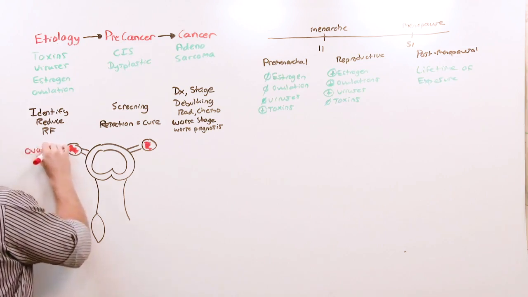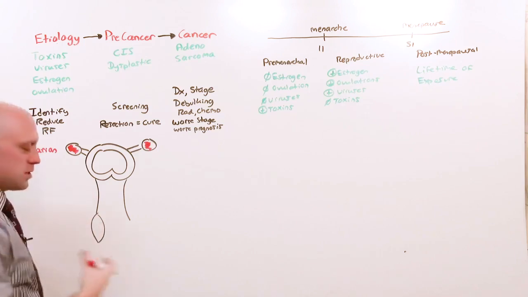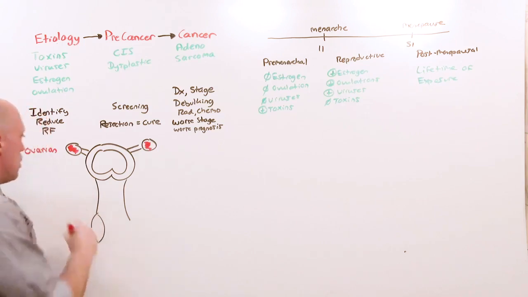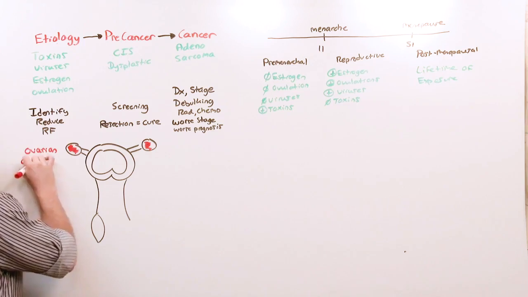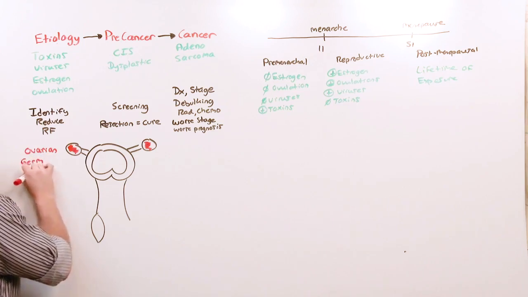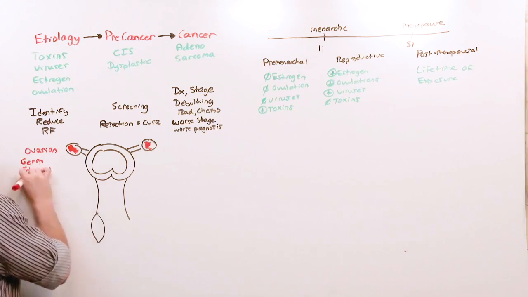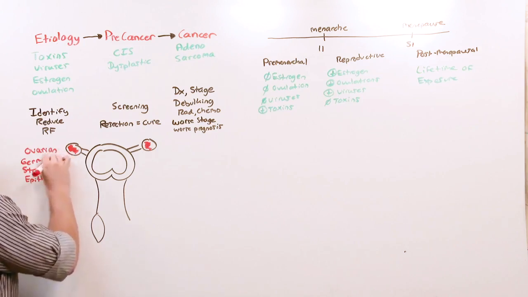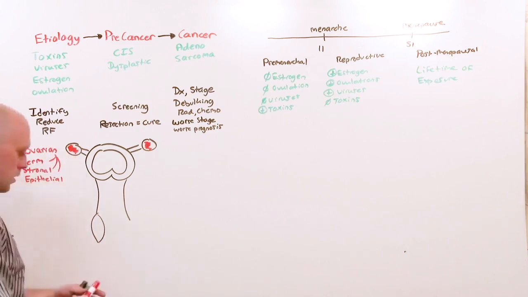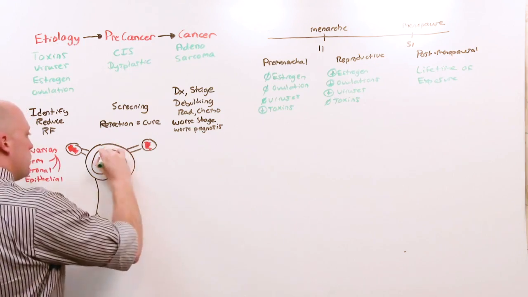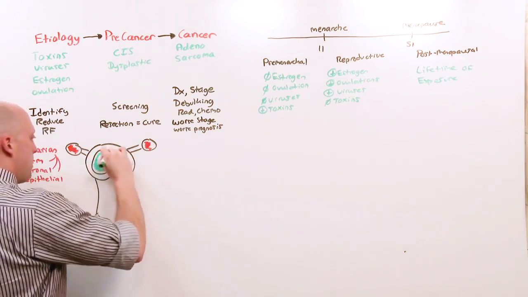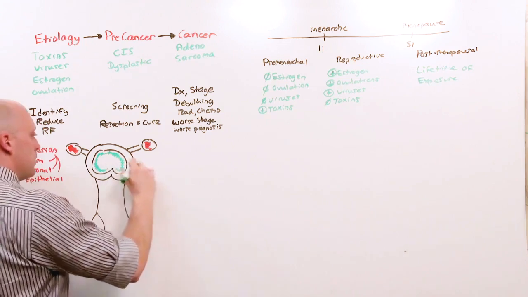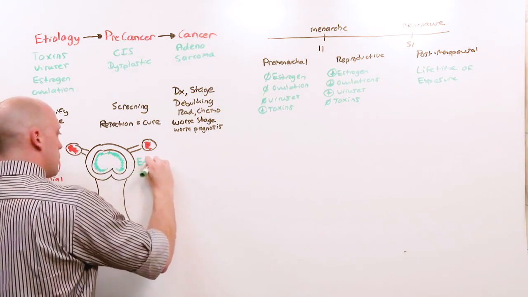Ovarian cancer is the most complicated because it consists of 3 different cell types. You could have germ cell tumors, stromal cell tumors, or epithelial cell. We talk more about this in the ovarian cancer lecture. The endometrium of the uterus can become malignant, and you can get endometrial adenocarcinoma.